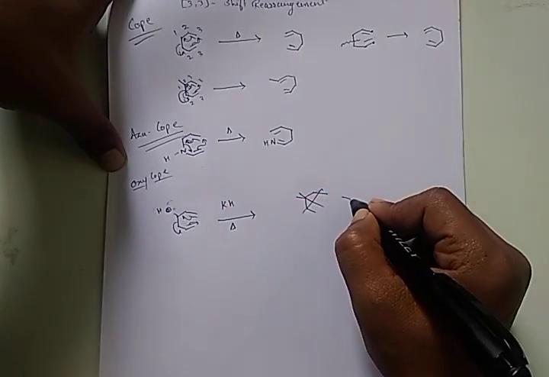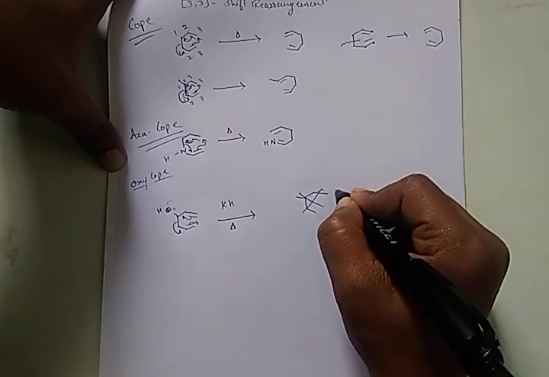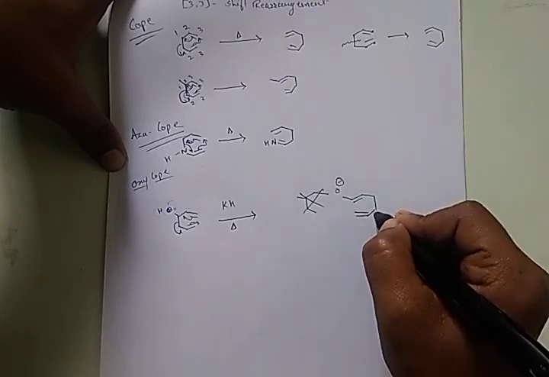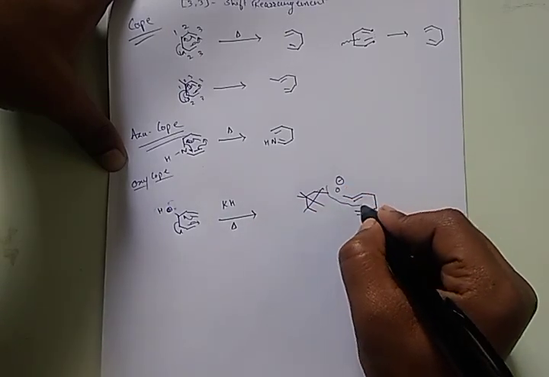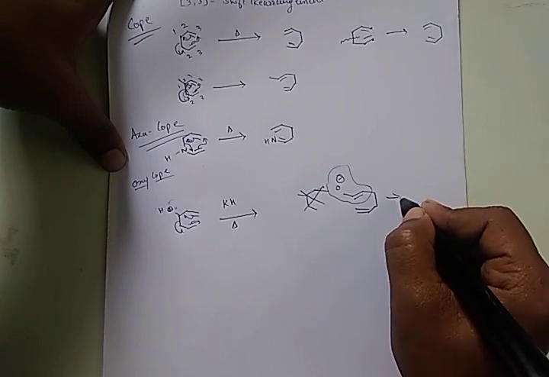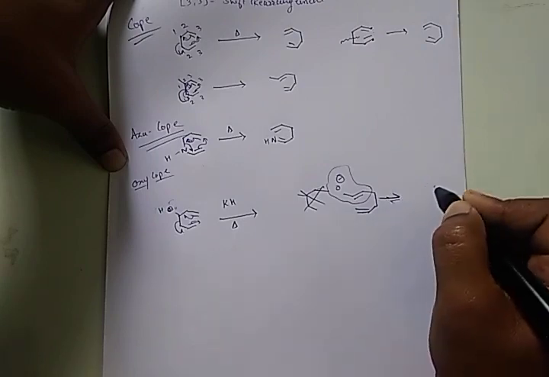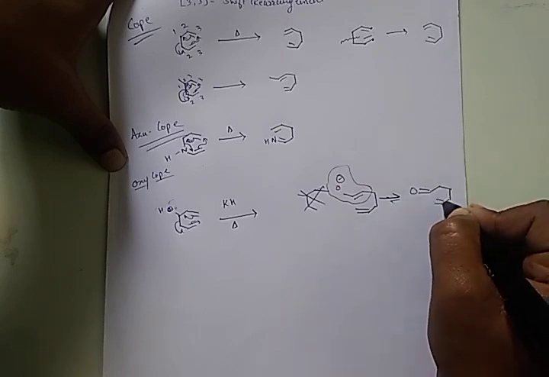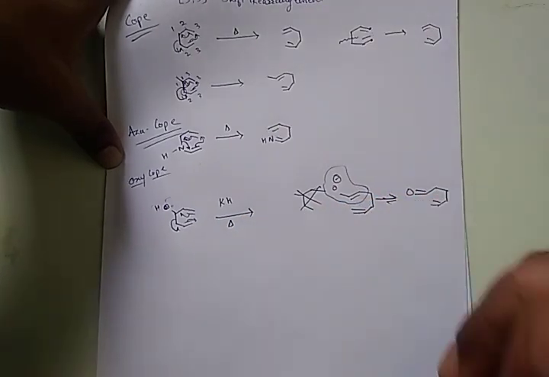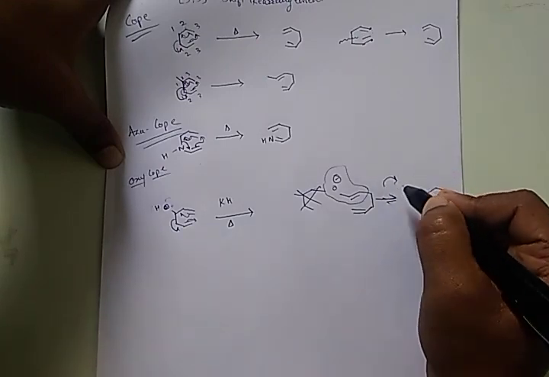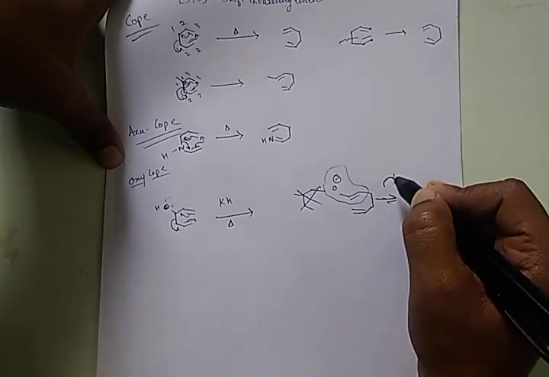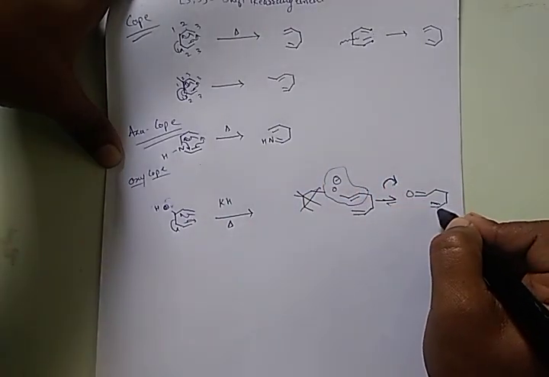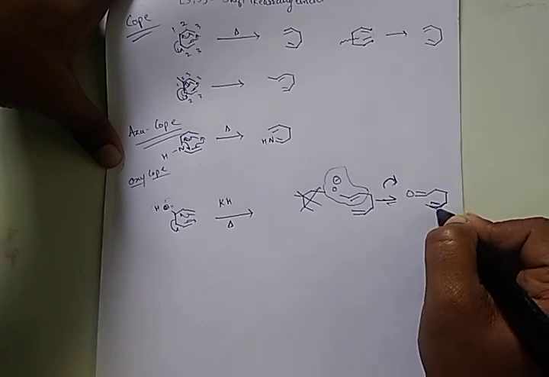the double bond has to be broken. Here is your O minus, and you get this kind of thing. Now what is this? This is an enol form, so it tautomerizes. There is a chance of reversibility, a chance of equilibrium, but the rate of the forward reaction is always greater than the rate of the backward reaction in this kind of tautomerism. So this is the product of your Oxy-Cope rearrangement.